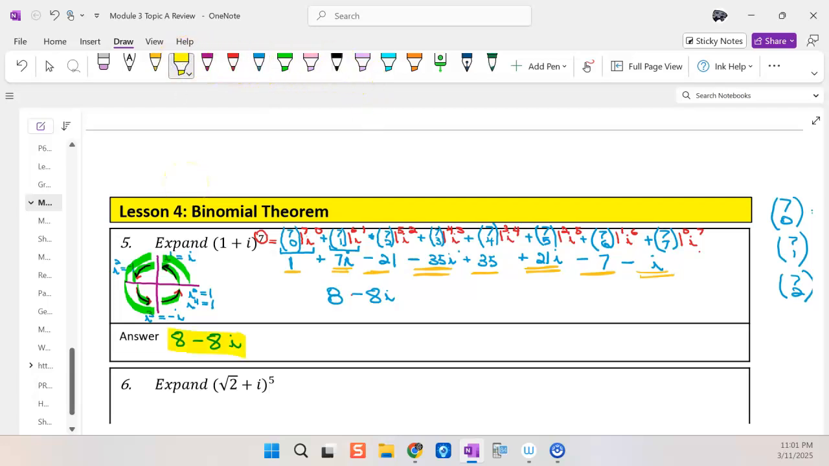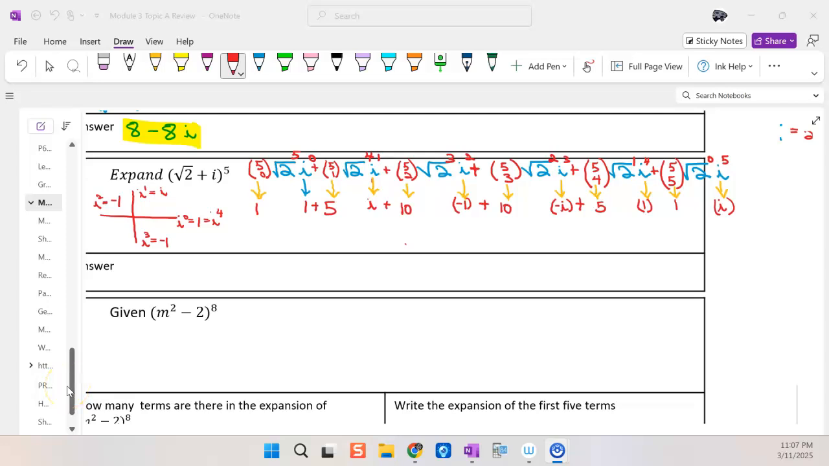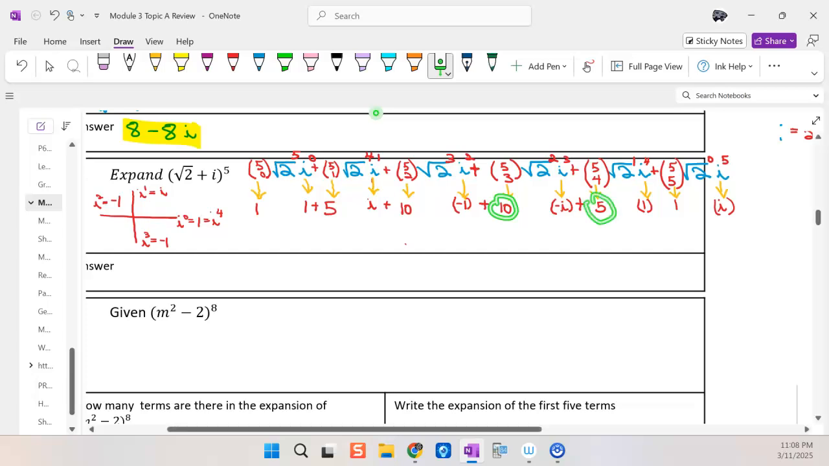There's my solution. All right, so I wrote everything out. I put in my coefficients, I put in my combinations, and then what I started doing is evaluating these. Okay, so 5 choose 0 is 1, 5 choose 1 is 5, 5 choose 2 is 10, 5 choose 3 is 10, 5 choose 4 is 5, 5 choose 5 is 1.